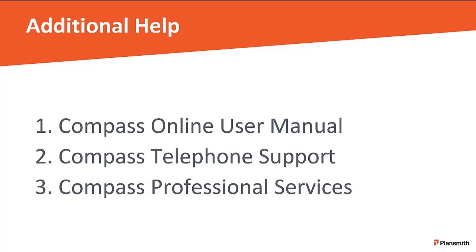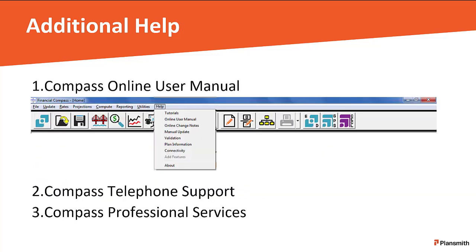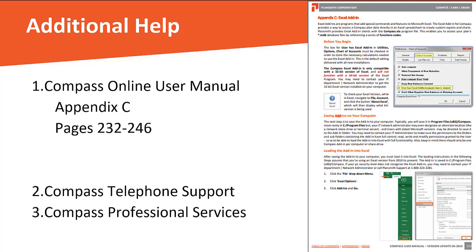There are 3 sources for additional help. First, there's an excellent section of the Compass Online Manual that covers the add-in. You can access the manual to review, or save it as a PDF file, or print it out. Just choose Online User Manual from the Help section in Compass. The add-in section is found in Appendix C toward the back of the manual, and if you wanted to print just it, select Print and choose pages 232 through 246.